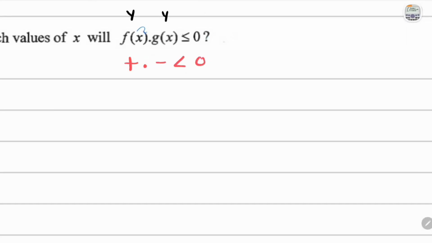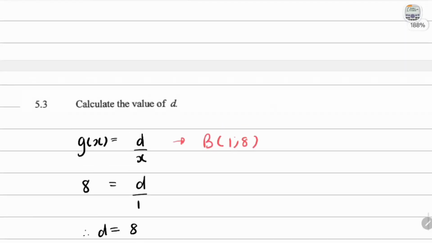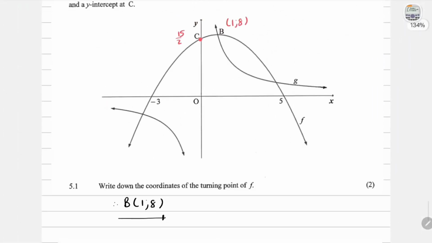And then if the y values of f are negative and the y values of g are positive, they would also give us a value less than 0. And of course, where they'll be equal to 0 is when either one of them is equal to 0 or both are. Okay, so with that being said, let's go ahead and look at our graph and see where this happens.